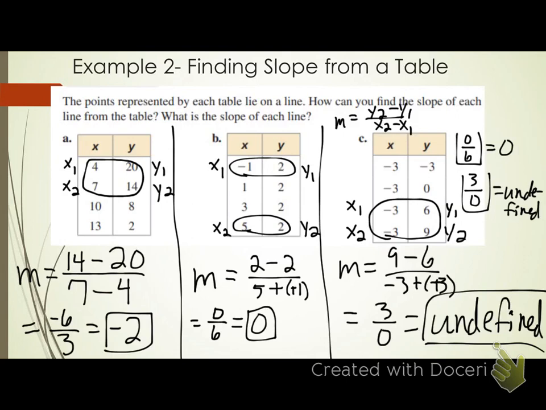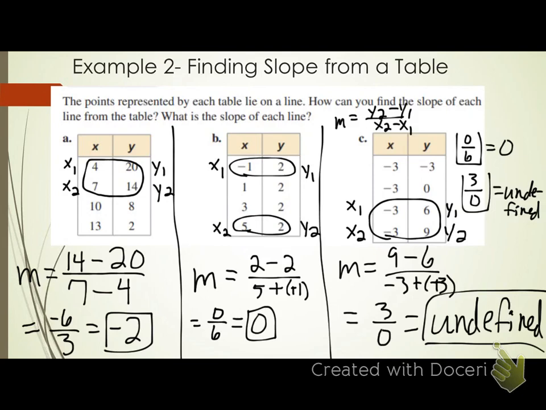I've also heard people say if 0 is under, it's undefined. Under, undefined. If 0's under, you can't have 0 in the denominator, so it's undefined. That's how I remember it. You have to remember it one way or another, because if you put undefined here for B and 0 here for C, they're both wrong. Any questions on example 2, A, B, or C?